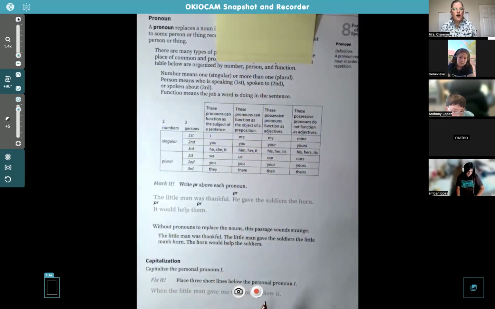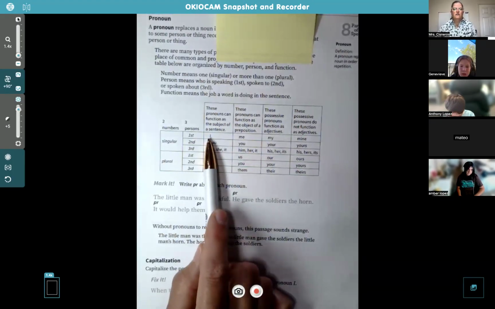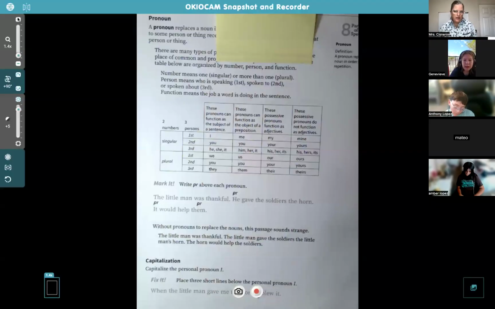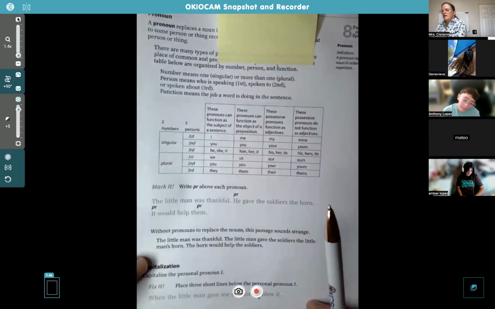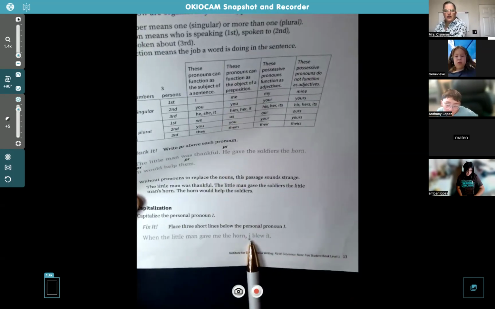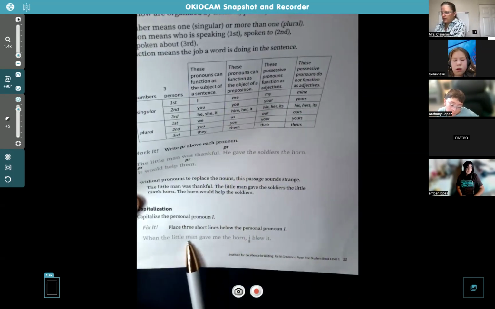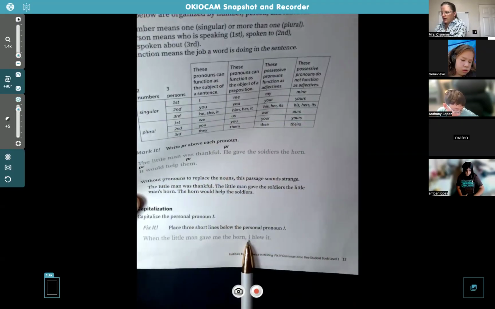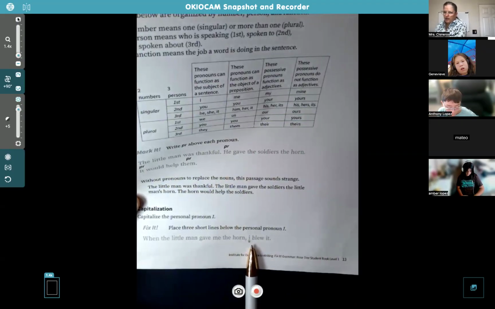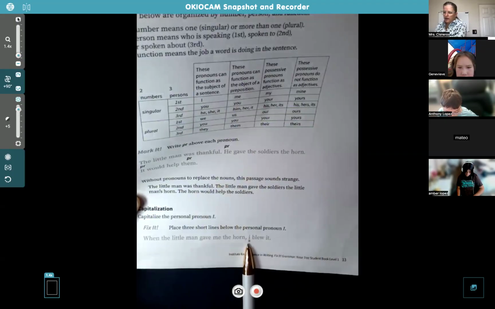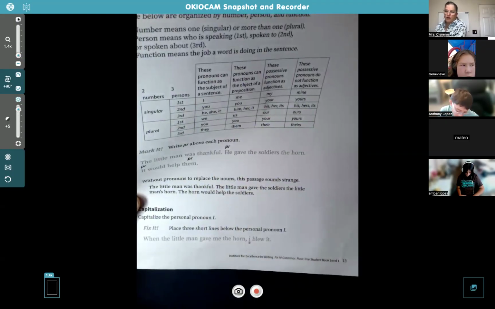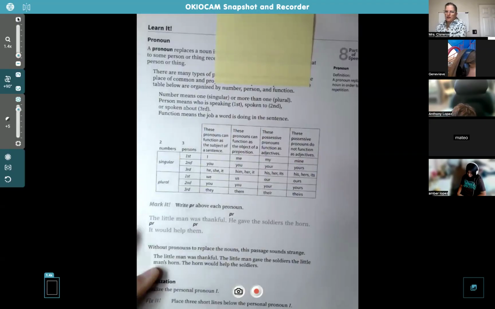Anytime you have the word I by itself, by the way, that's a pronoun, I, it's right here in this list, you must capitalize it. So they're going to forget to capitalize it in this book on purpose, just for you. So you have to figure that out. And the way to mark it is those three little lines like this. So here's your sentence. When the little man gave me the horn, I blew it. So they forgot to capitalize I. You do those three little lines to show that you should capitalize it. Okay, that's like an edit mark.